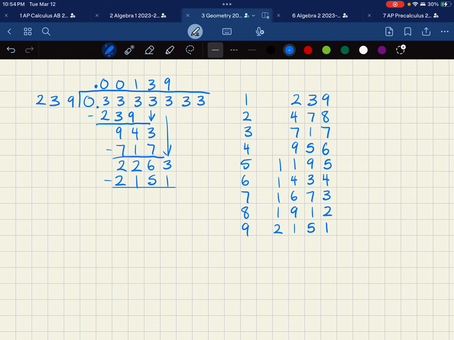Subtract. And what are we going to get here? This is going to be 2,110. Bring down 3. 1,123. Could have used a 5, but it's so close. It's going to be a 4. So 4 is going to be 956.